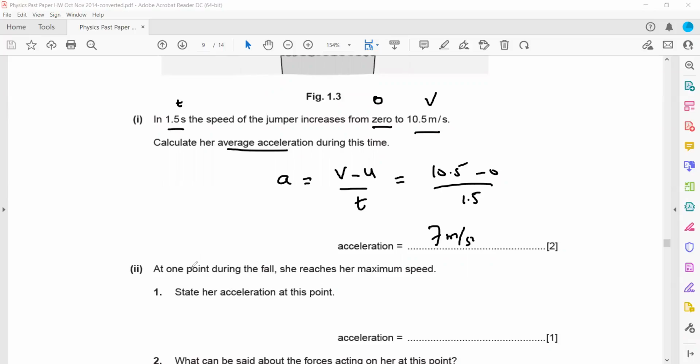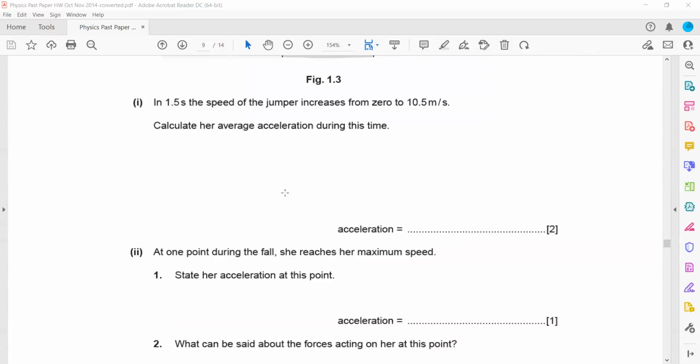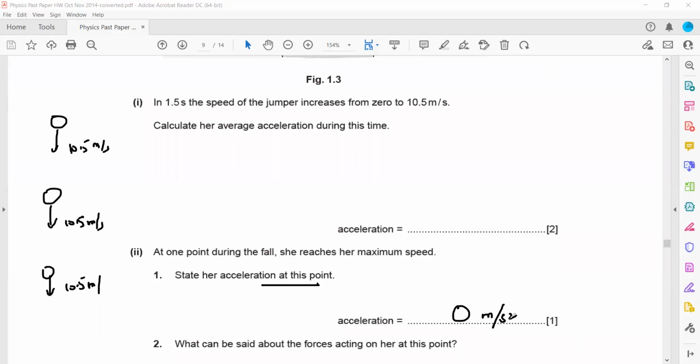Then at one point during the fall, she reaches her maximum speed. Maximum speed means that after that the speed won't change. Say 10.5 meters per second is the maximum speed. It means after that the speed does not change, or does not increase. So state her acceleration. If an object reaches the maximum speed, it's not changing its speed after that. So if an object is not changing its speed, what about the acceleration? The acceleration of an object which is not changing its speed will always be 0.